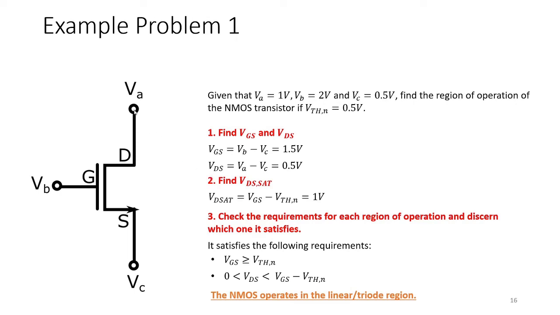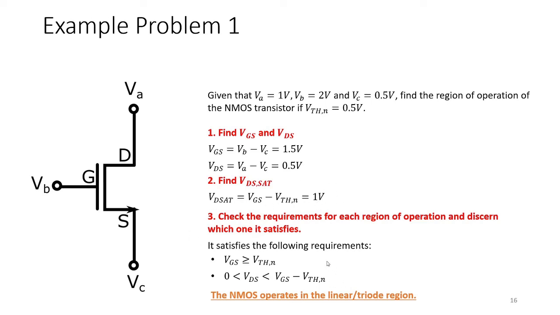VDS is VA minus VC. Remember that VA is 1 volt, VC is 0.5, and then you subtract. The next step, we have to approximate the value of VDSAT. Remember our assumption, it's approximately equal to VGS minus VTH. VGS is 1.5, and VTH is shown here to be 0.5. So VDSAT is 1 volt.